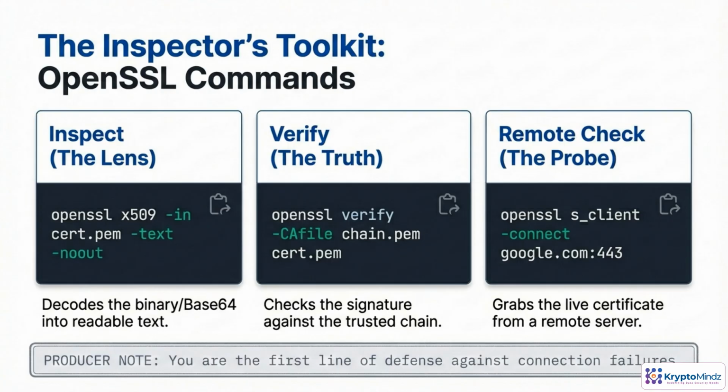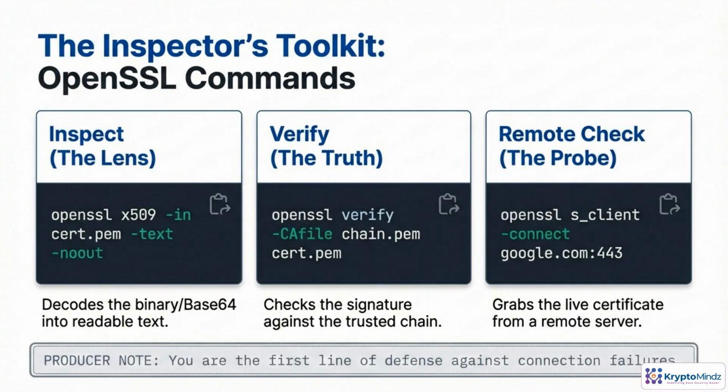When you're debugging certificates in the real world, you really only need 3 basic moves: inspect, verify, and probe. First, inspection. You take a certificate file and decode it into human-readable form. That lets you see who it's issued to, who issued it, validity dates, key usages, and any odd extensions. Think of this as putting the cert under a microscope before you trust it.